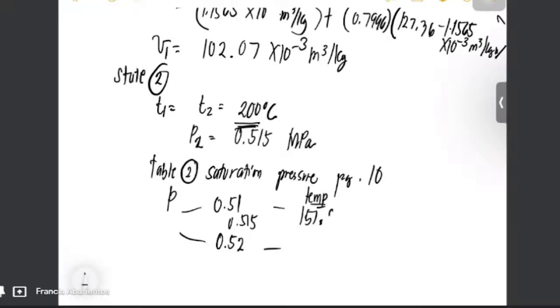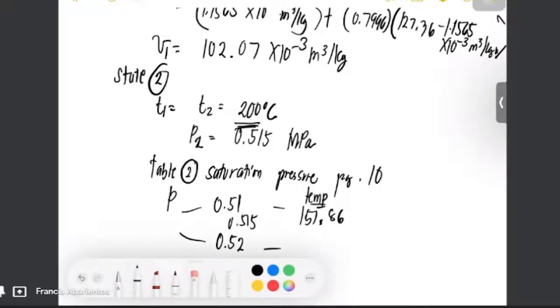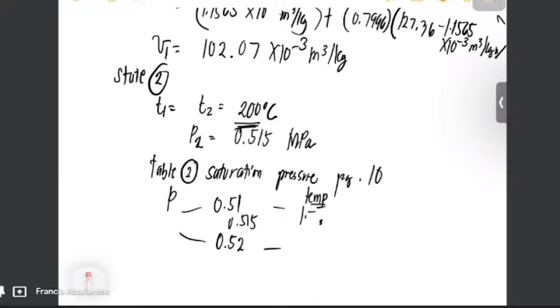151.8, 152. Naduduling si ma'am. So, 152.6 and 153.30 po. Okay, take note, mas malaki.